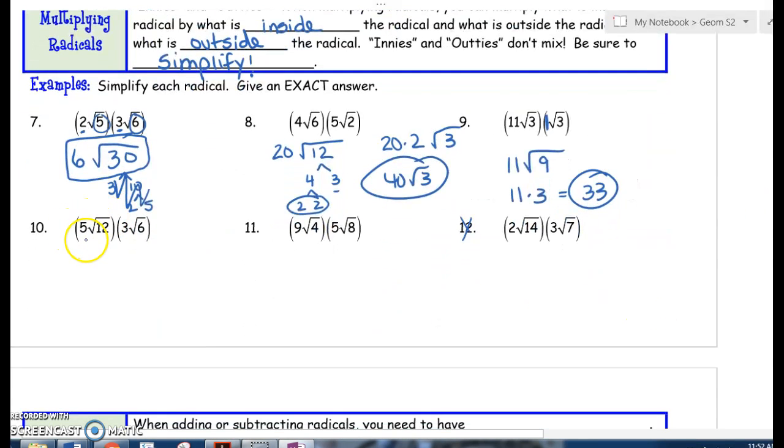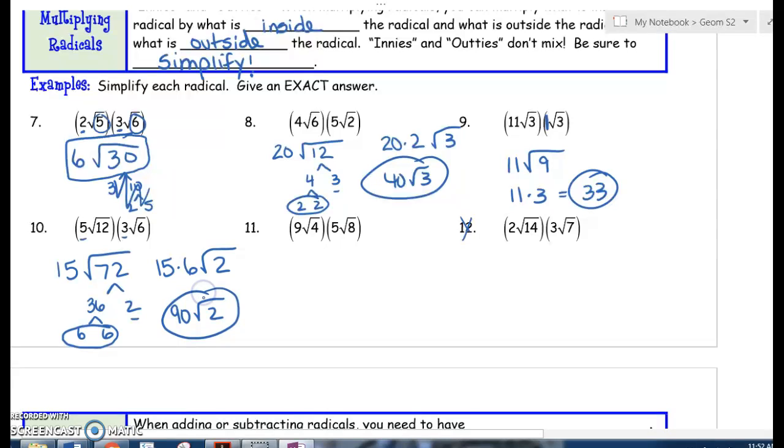For number 10, same idea. Multiply the outside numbers together, you get 15. 12 and 6, you get 72. And then you can break down the 72. You could do 36 times 2. 36 breaks down to 6 times 6. Since I already have a pair, I'm just going to stop there and put the pair of 6's out in front with the 15. And then my leftover 2 is going to stay under the radical. Then you multiply and you get 90 root 2 for your answer.